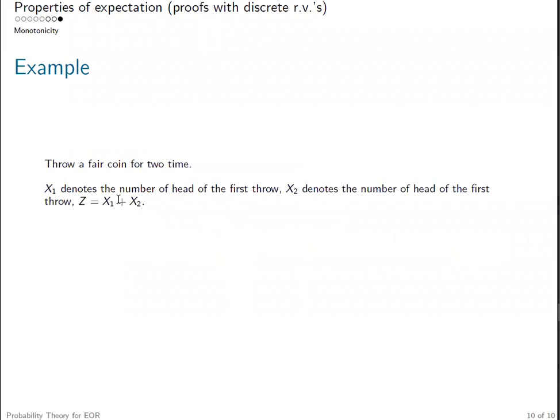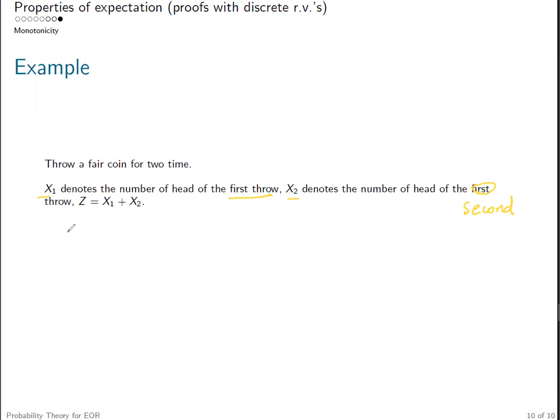Let's take a look at one example to visualize the idea. Here, let's throw a fair coin 2 times. Let x1 denote the number of heads of the first throw. x2 denotes the number of heads of the second throw. Here is a typo here. So x1 denotes the number of heads of the first throw, x2 denotes the number of heads of the second throw.